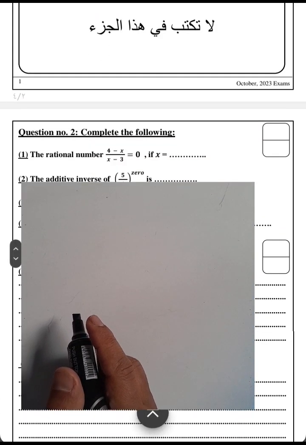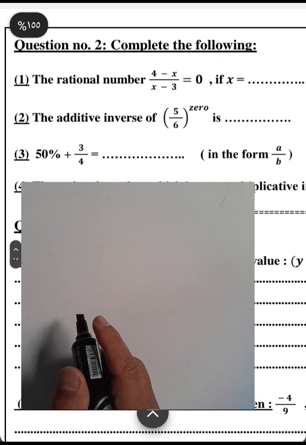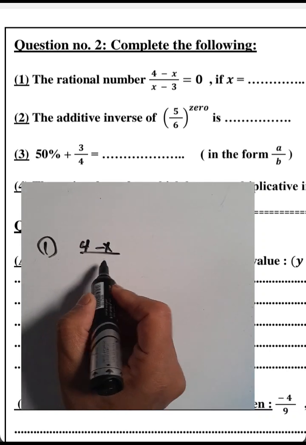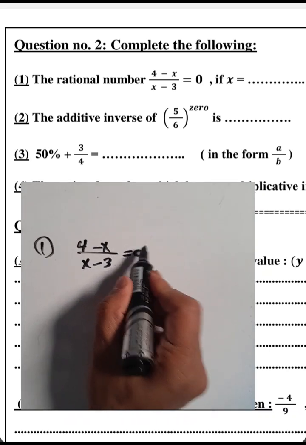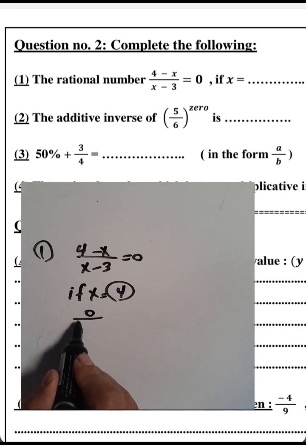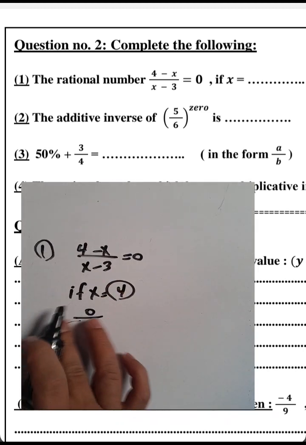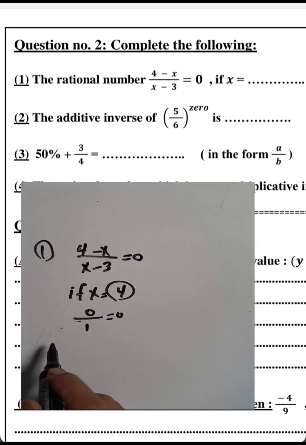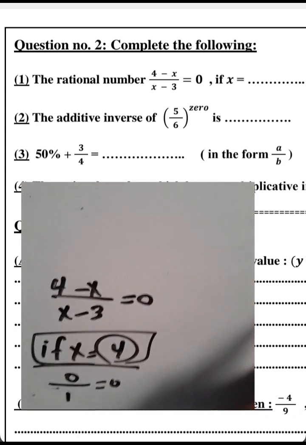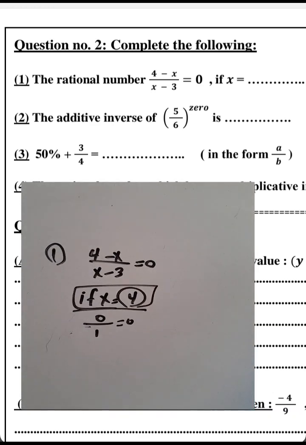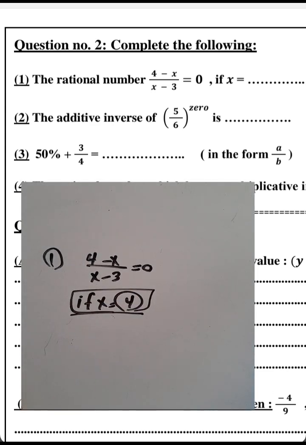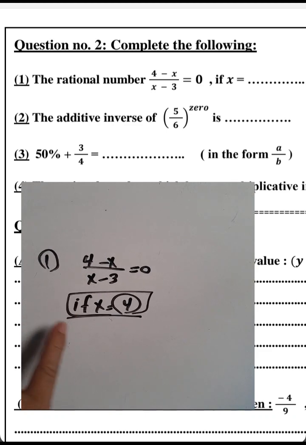Next question. Question number 2, number 1. The rational number (4 - x) over (x - 3) equals 0 if x equals 4. If we put x equal 4 here, the numerator will be 0 over 4 minus 3, which is 1. 0 over 1 will be 0. So in this example, if x equals 4, then this fraction will equal 0. Understood? The rational number here equals 0 if x equals 4.